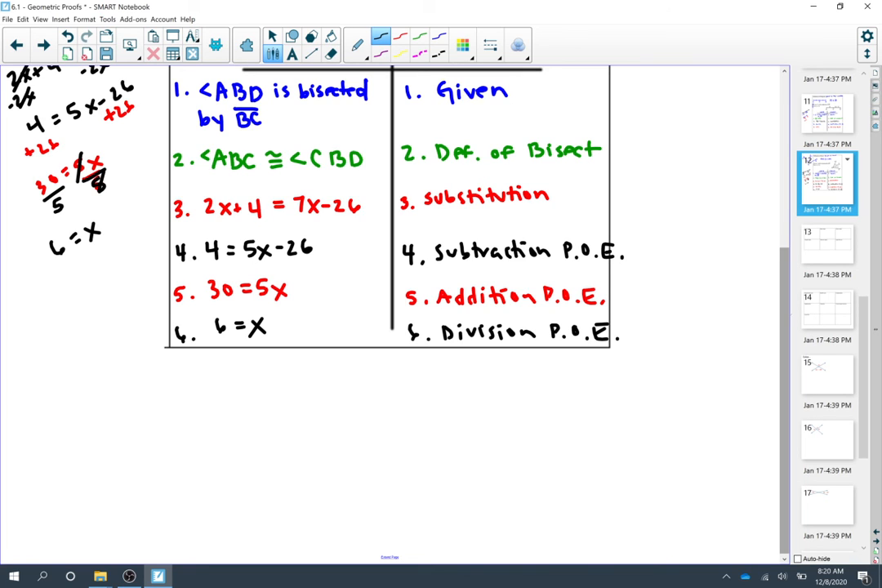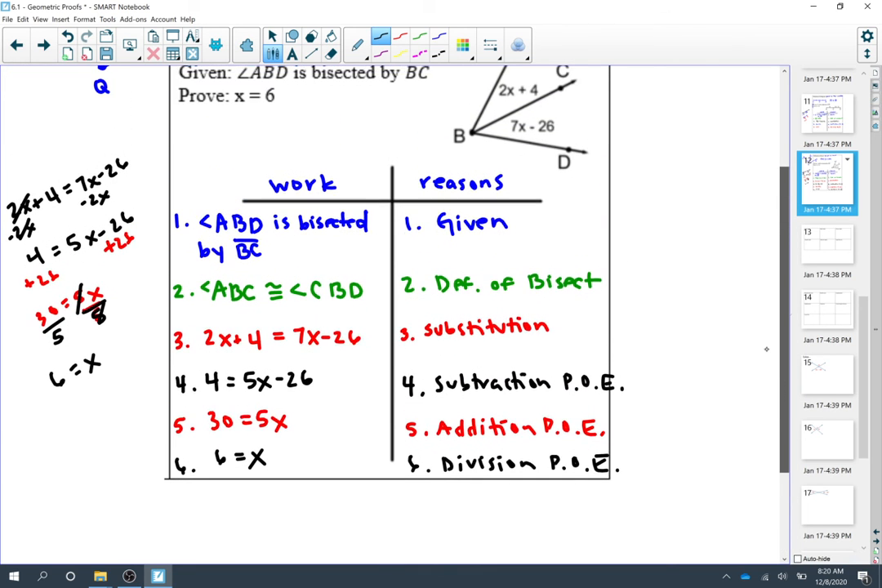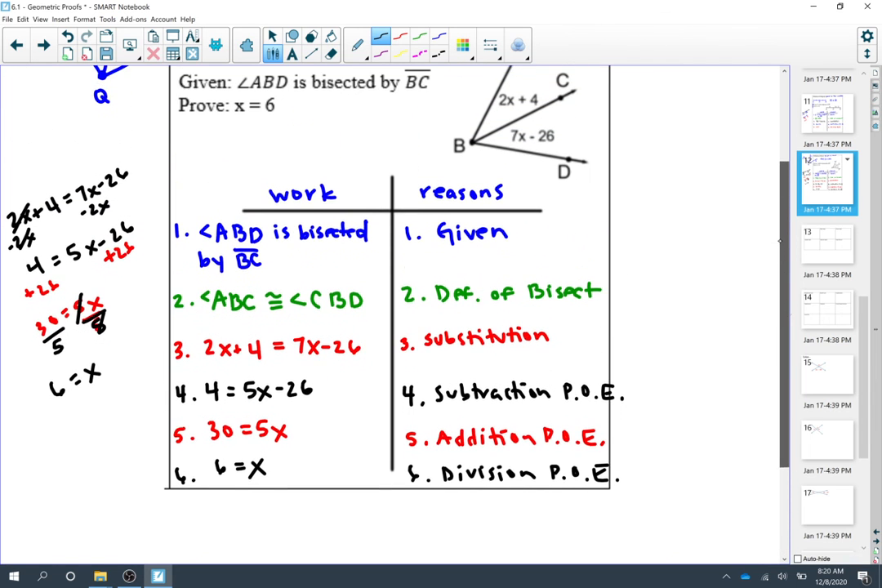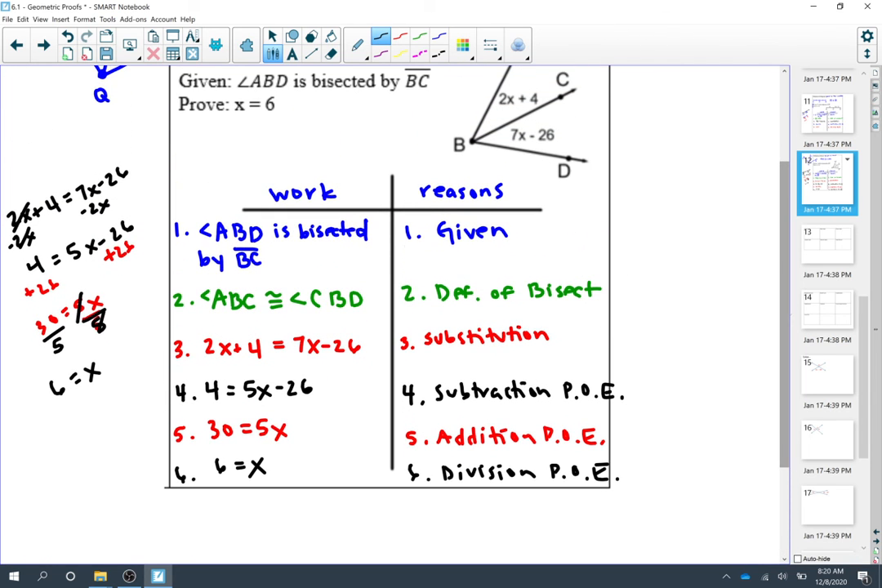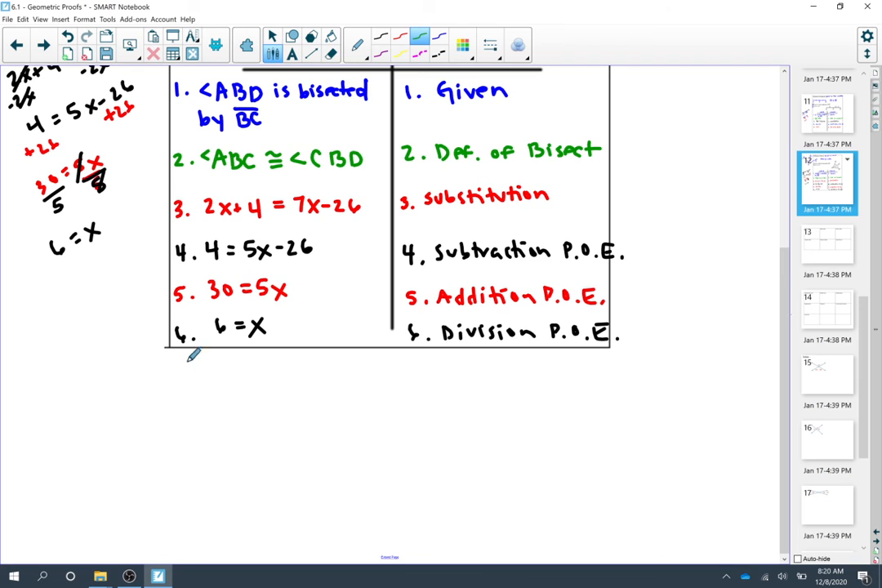And then I'm looking at this, and I have 6 equals x, which is pretty good, but it doesn't say that. It says x equals 6. Sorry. Okay, so we have to get to x equals 6, and right now I'm sitting with 6 equals x. So finally, I'm going to flip that. Which was, if you remember, your symmetric property. And now we're done.